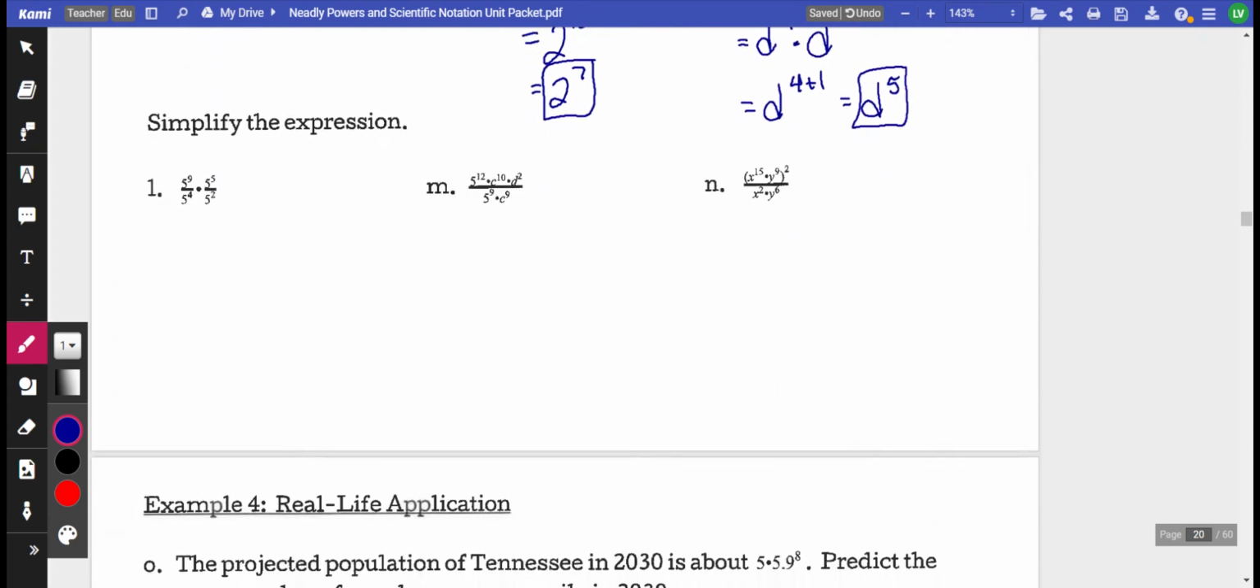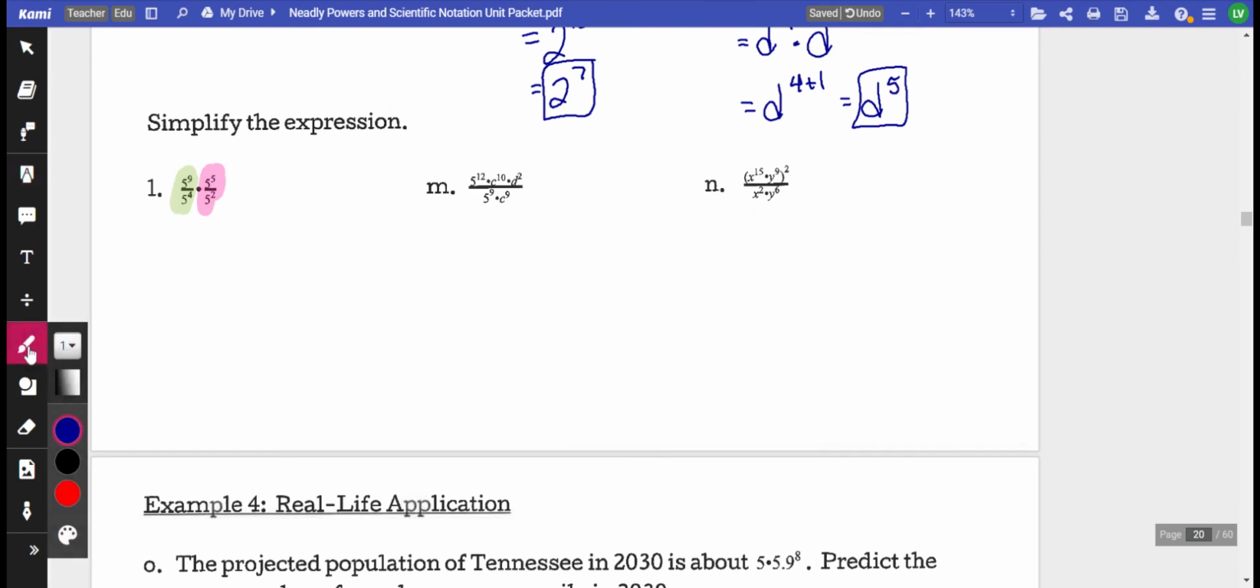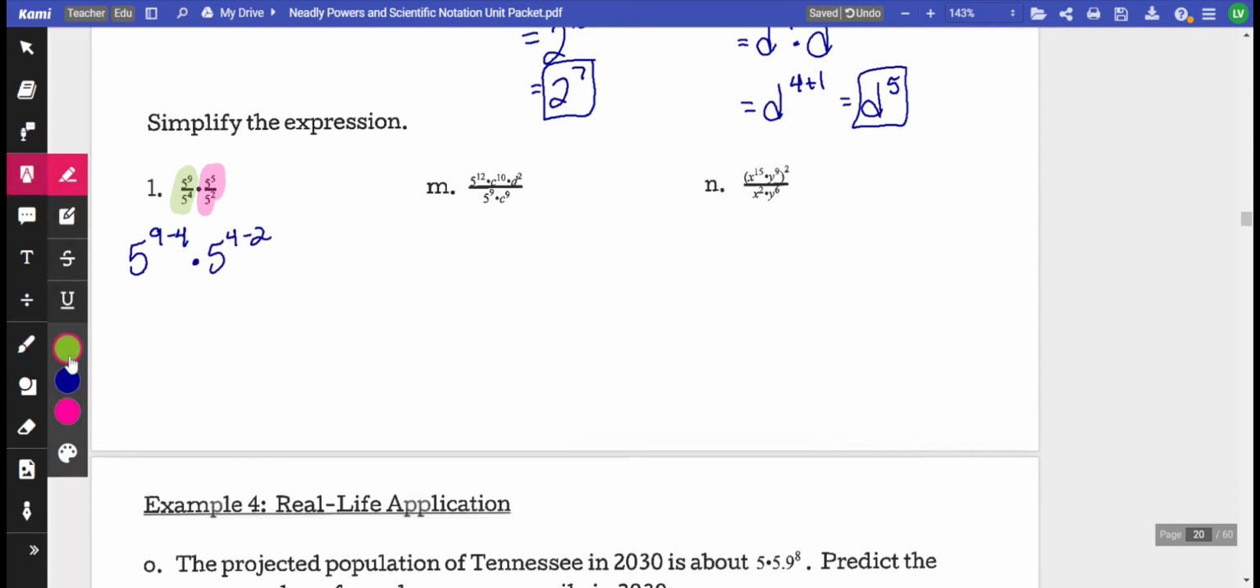Let's try letter L. Simplify this expression. 5 to the 9th divided by 5 to the 4th times 5 to the 5th divided by 5 squared. Again, if colors help you, go ahead and use that. If they don't, that's okay. So I'm going to take 5 to the 9th minus 4 times 5 to the 4th minus 2. Again, when you have the same base and you're dividing, you subtract those exponents.